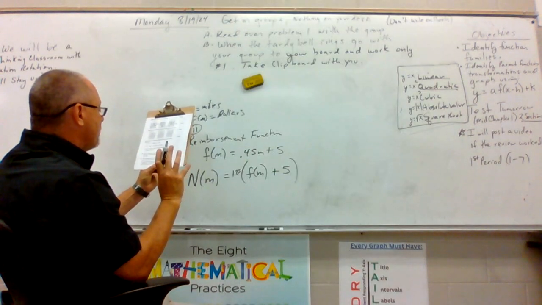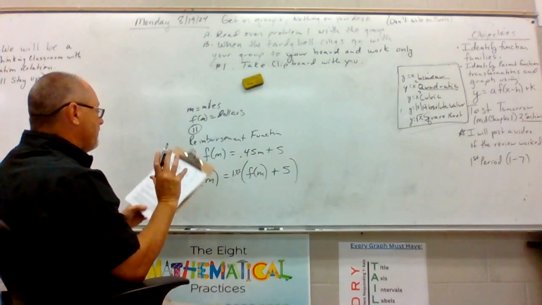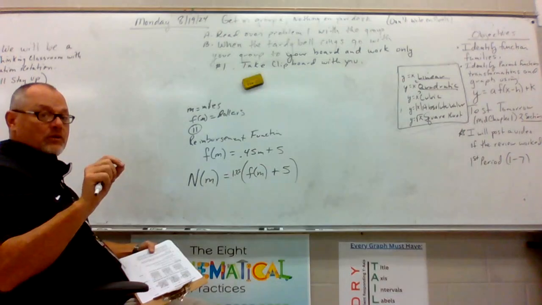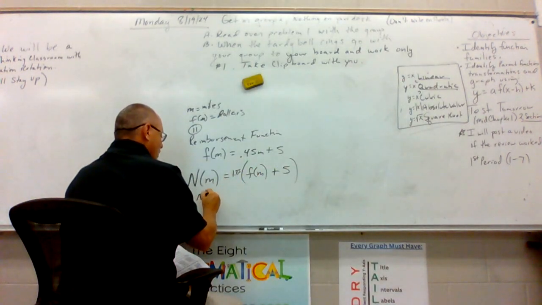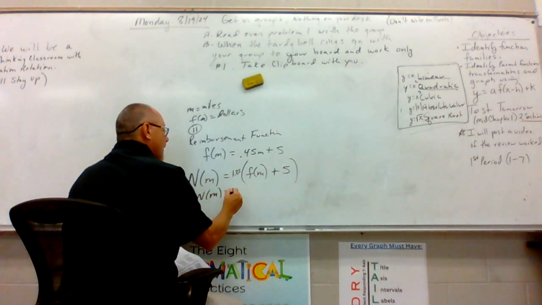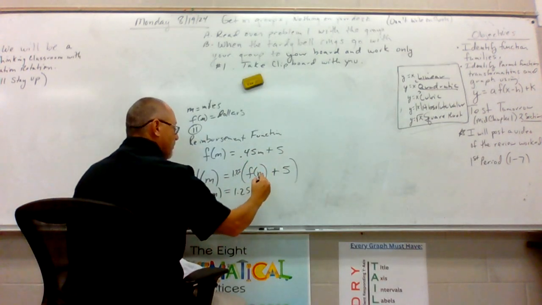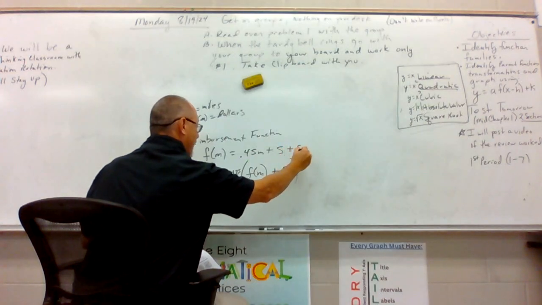Describe how the transformation of the graph of f. What is the total reimbursement for a trip of 95 miles? I suggest everybody tries this. This would definitely be a bonus for regular, but here's the deal. It's going to be this: n of m equals 1.25 times this function plus 5.